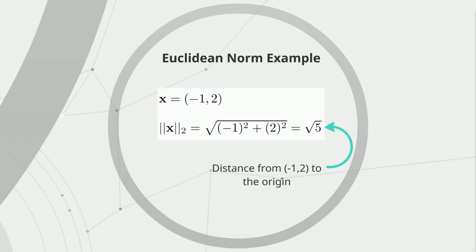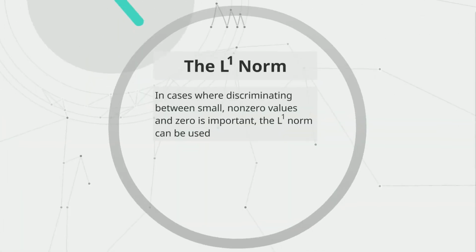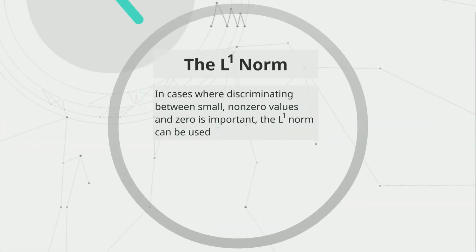L is equal to 2, however, intuitively, this is going to be the distance from (-1, 2) to the origin. So like we mentioned before, the Euclidean norm is going to give you a Euclidean distance from the vector to the origin. All right, so if we fill in some other values, we can have the L1 norm.